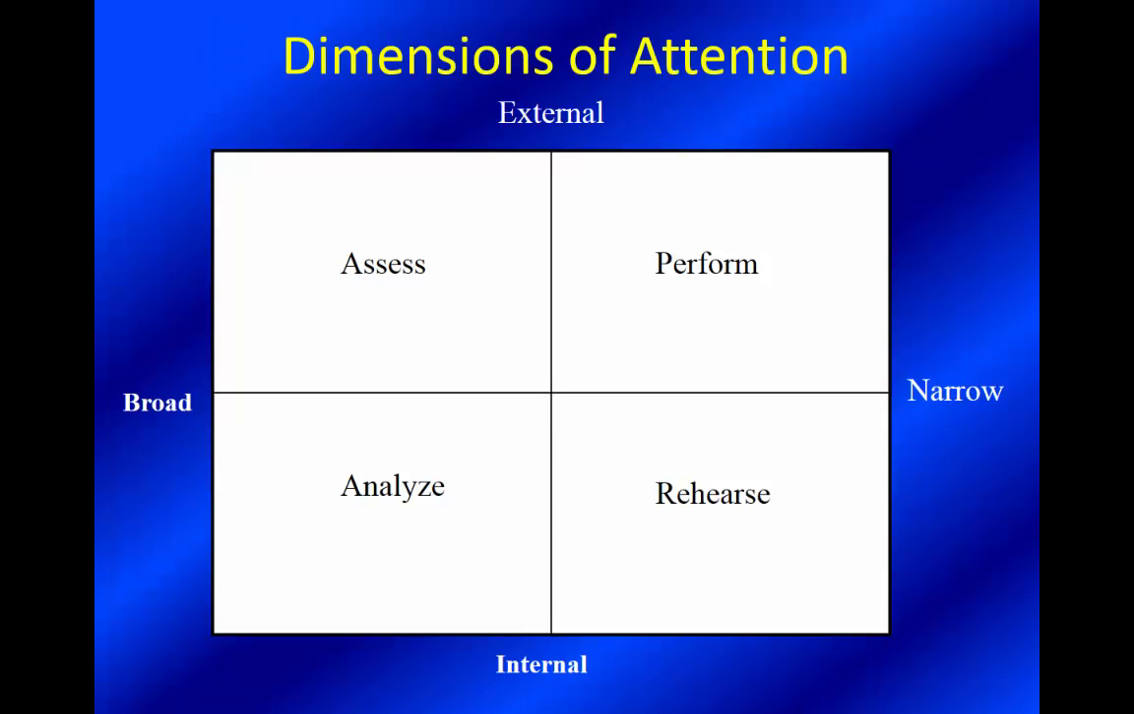There are 4 types of attentional focus. Number 1, assess. This is external and broad attention. This is used to evaluate the environment and allows players to read the game, such as anticipating an opponent's movements, ball direction, or other visual cues.